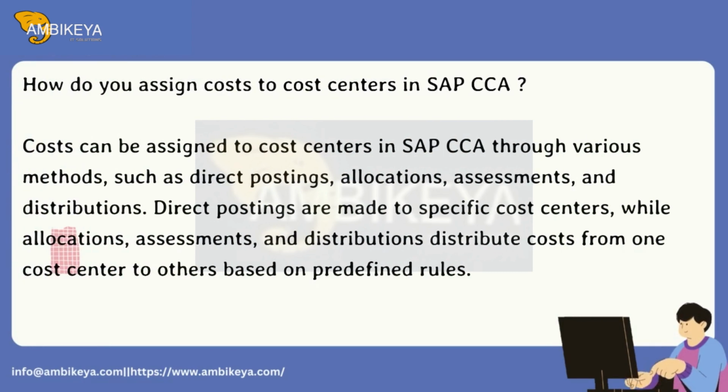How do you assign costs to cost centers in SAP CCA? Costs can be assigned to cost centers in SAP CCA through various methods, such as direct postings, allocations, assessments, and distributions. Direct postings are made to specific cost centers, while allocations, assessments, and distributions distribute costs from one cost center to others based on predefined rules.